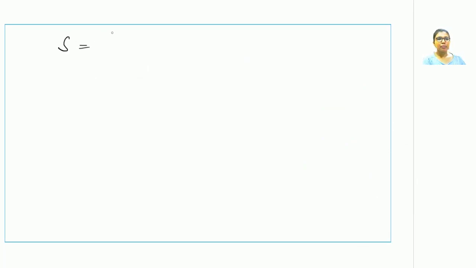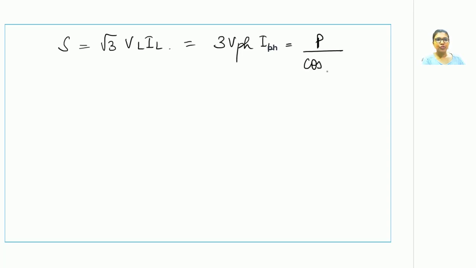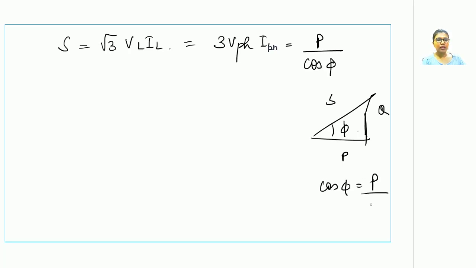What is the expression of apparent power? It is root 3 times VL IL, or it is 3 times V phase I phase, or if we relate this value of apparent power with the real power, one can obtain it is P upon cos phi. I am drawing the power triangle once again. It's P, Q, and this is S, and this is phi. So cos phi is given as P upon S. So S is P upon cos phi.